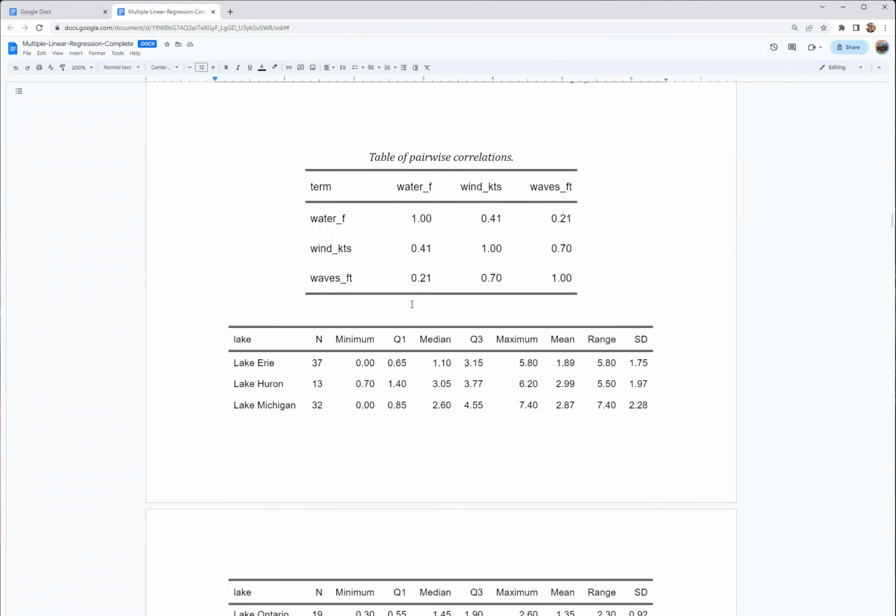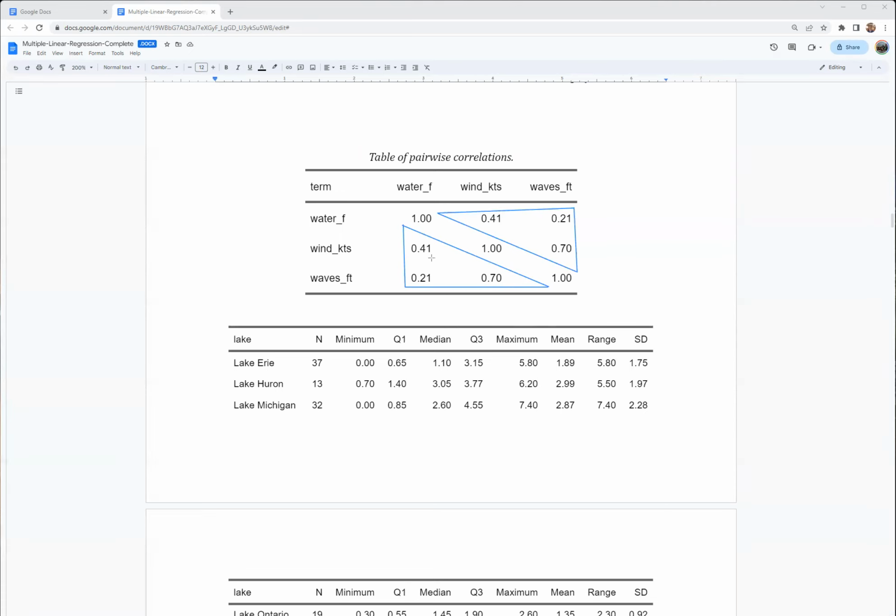So here, looking at the table of pairwise correlations, a table of numbers like this we call a matrix. If we want to look at the unique correlations in the data set, we can just look at the lower triangular part of the matrix, because if you flip it over the diagonal, you actually get the same values in the top here.